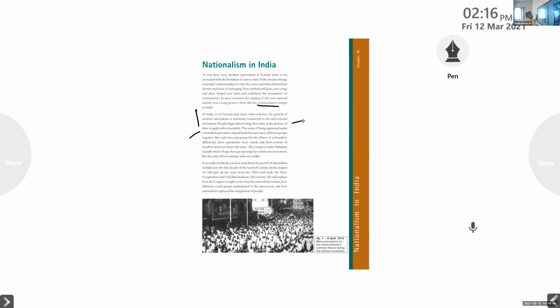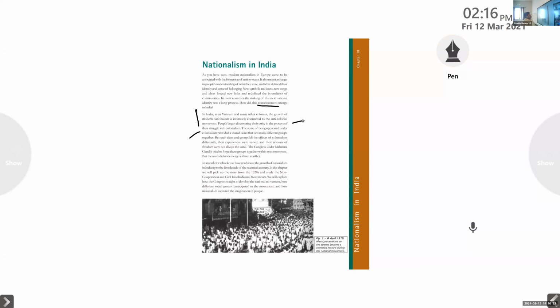The sense of being oppressed under colonialism provided a shared bond that tied many different groups together. So everyone was facing the problem. Sometimes I will use the present tense here, but don't write any answer in history in the present tense, right? Clear or not? Remember, don't write anything in the present tense while writing an answer in history.